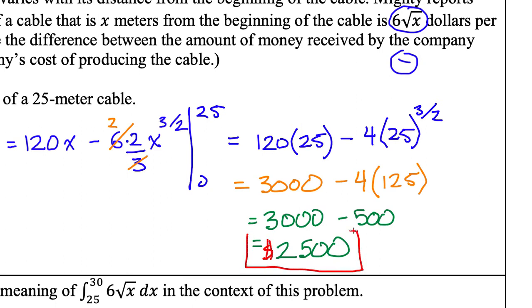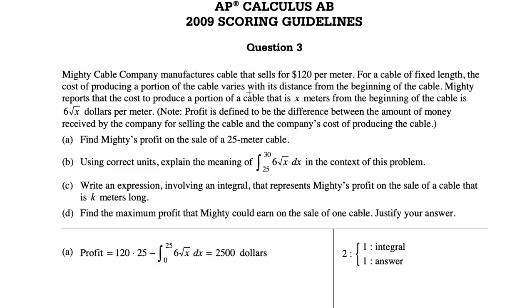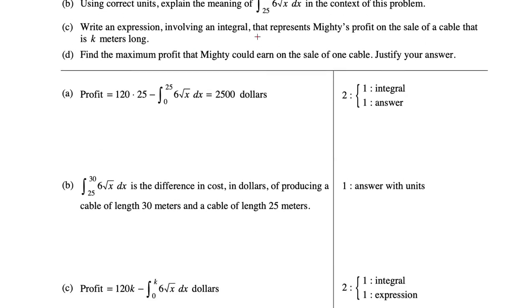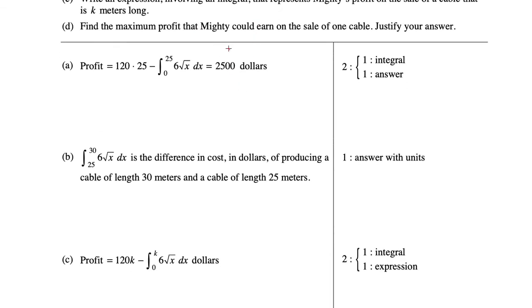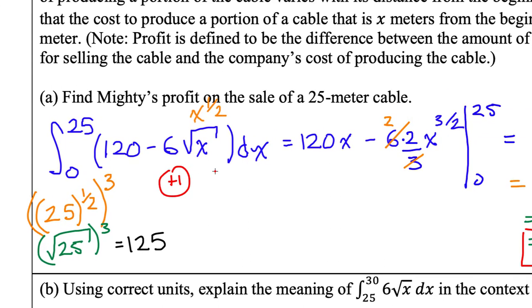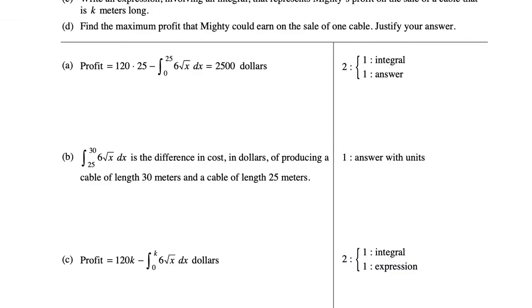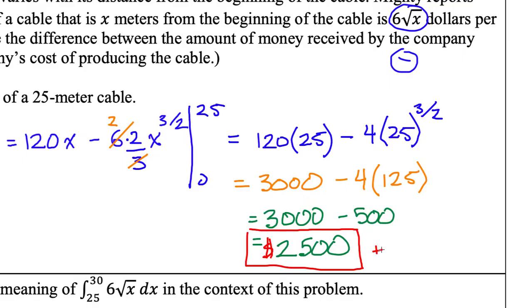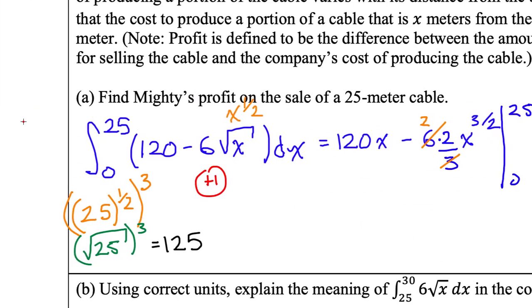Final answer, box it. How do we score ourselves? In terms of the solution guide for the 2009 AB test, yes, we got the correct answer. If you set up the integral correctly, notice that they did it a little bit differently, but if you have an integral with the correct bounds and the correct integrand, the inside part, then you get a point. On mine, I got a point by doing this right here. And I got a point for the answer of $2,500. So this one was just out of 2.